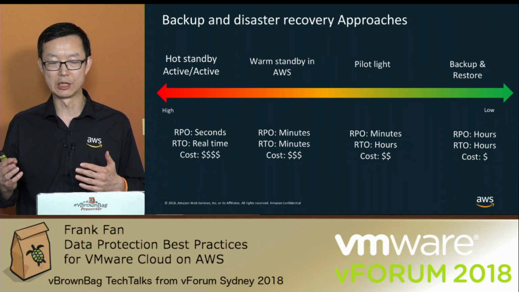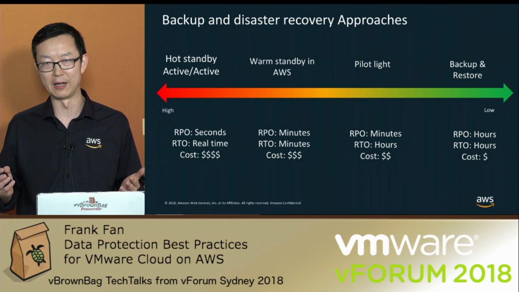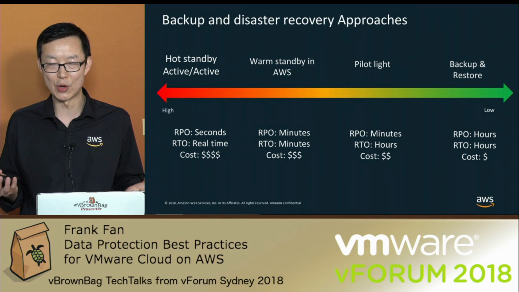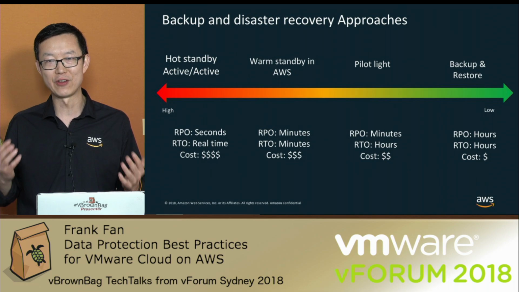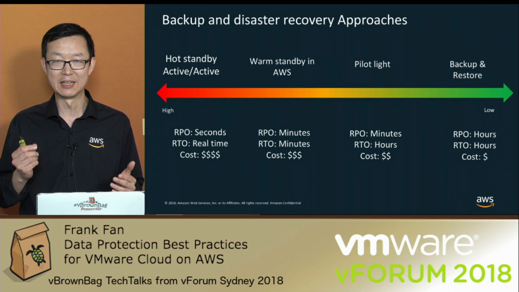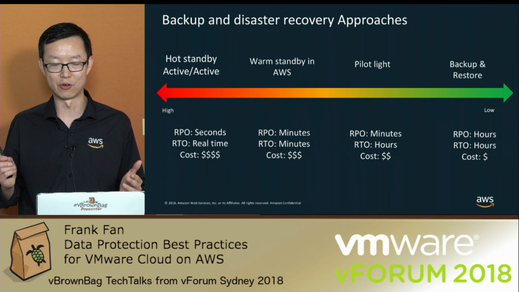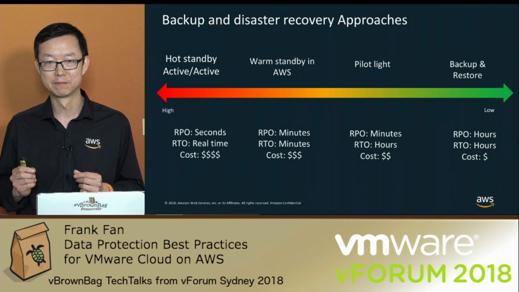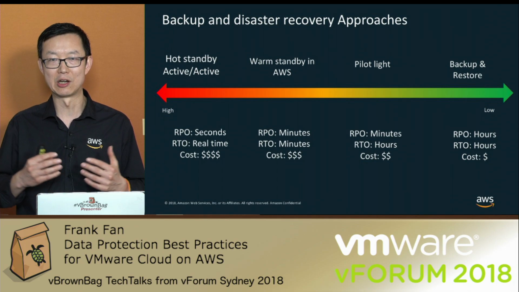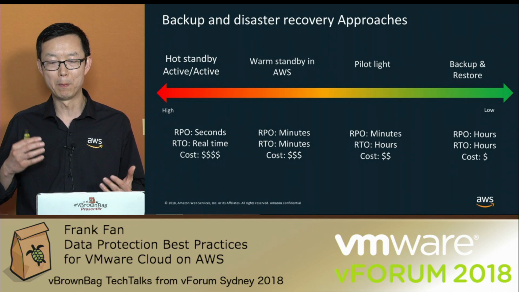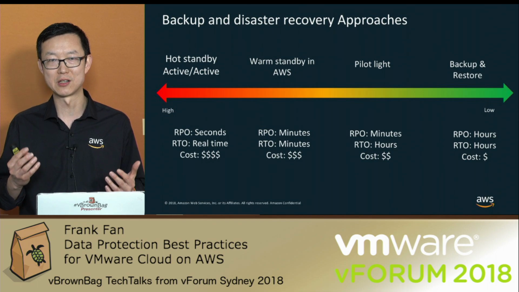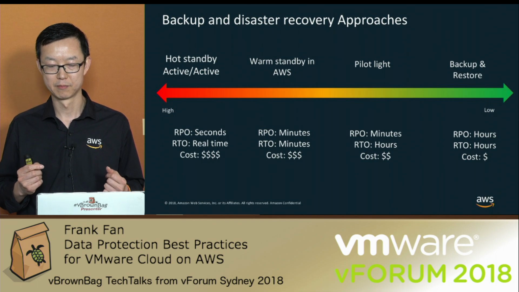Another approach is you can start with warm standby. You have that infrastructure and data set already up there. It's warm, it's ready for you to consume. In the event of disaster, you simply scale out this environment to meet your need. The third one is pilot light. You have that data set already synchronized, but you may not have that infrastructure. You can provision that infrastructure on demand.